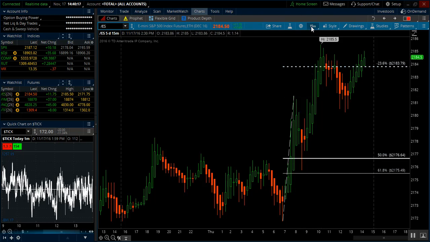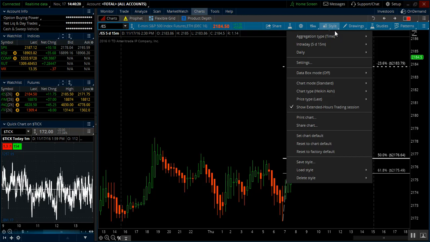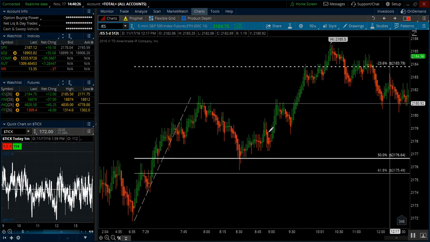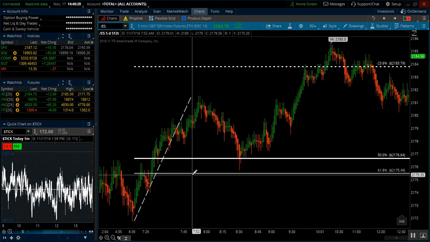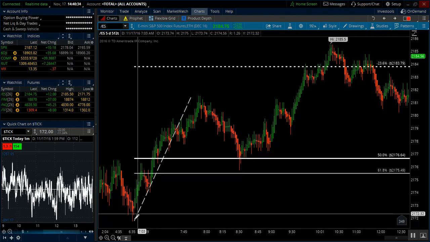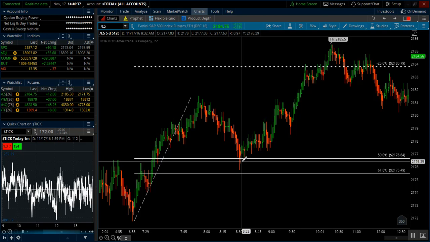So now when I go back to my 512 tick chart, we can see that drawing on the chart. And I'm using Thinkorswim charts, but most platforms have the same capabilities that I'm using in this example. So now we've got our larger 15-minute setup on the morning.